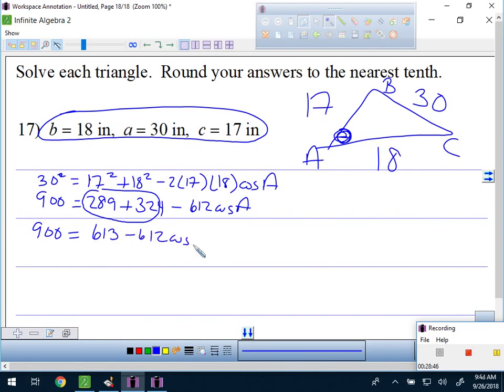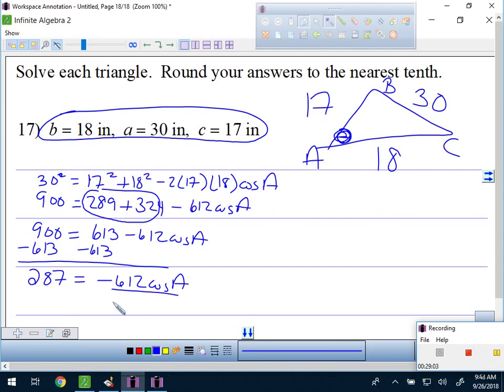Most common mistake, you cannot subtract these two right here because this is with cosine. What I can do, though, is subtract 613 from both sides there. So 900 minus 613 gives me 287 equals negative 612 cosine of A. Again, divide both sides by negative 612. And remember, you have to do the inverse here, guys, because this is angle A. So do cosine inverse of that.